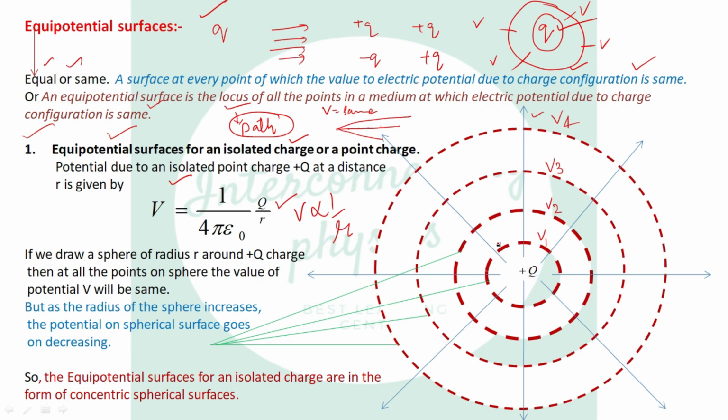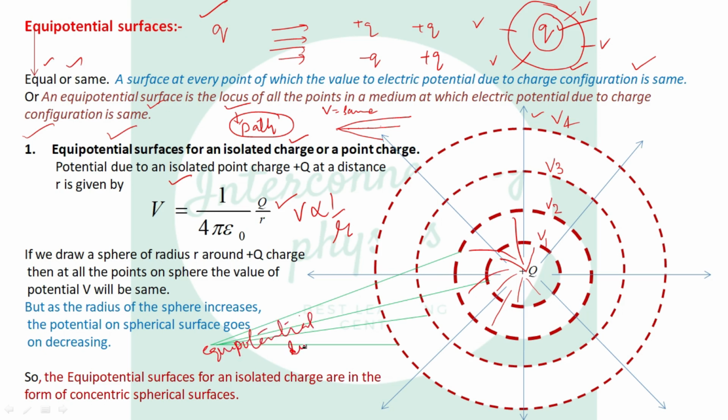Now this V1 is same at every point on this sphere, V2 is same at every point on the second sphere, V3 is same at every point of the third sphere, and V4 is same at every point of the fourth sphere. Why same? Because the value of V is same at every point since the radius is same at every point. So these surfaces 1, 2 and 3 are called equipotential surfaces.